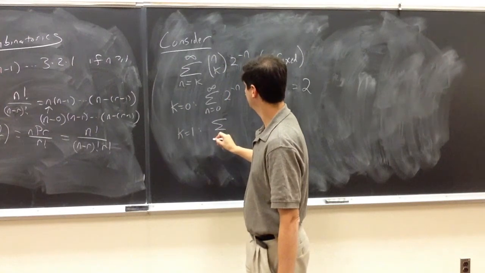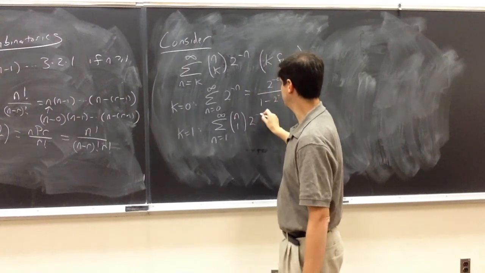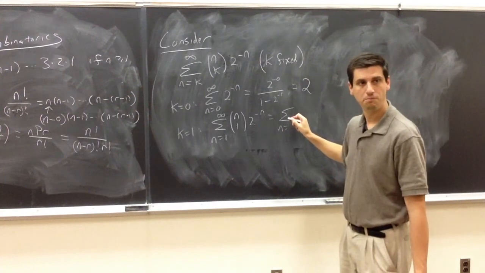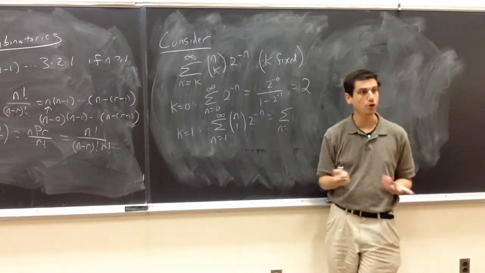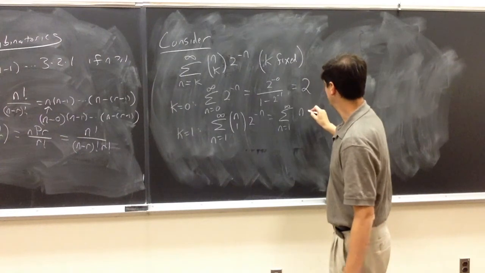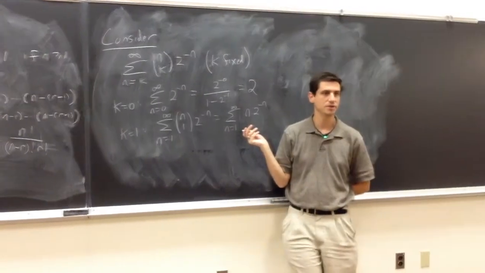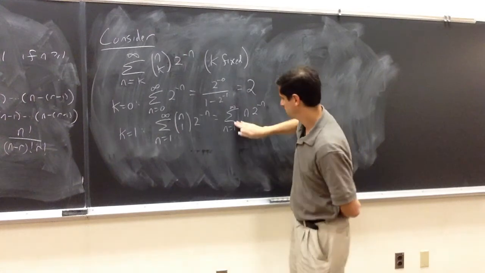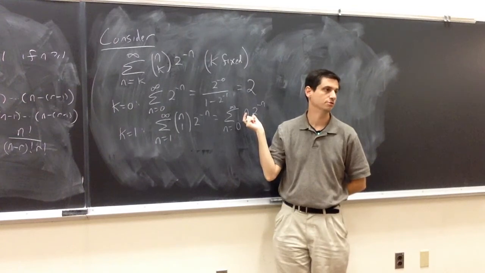We have a sum, n goes from 1 to infinity, of n choose 1, 2 to the minus n. Well, n choose 1 is just n. How many ways are there to choose one object from n? There's n ways. So n goes from 1 to infinity, n, 2 to the negative n. If I wanted to, could I start the sum at 0? Yes. Because I'll just be multiplying by 0.